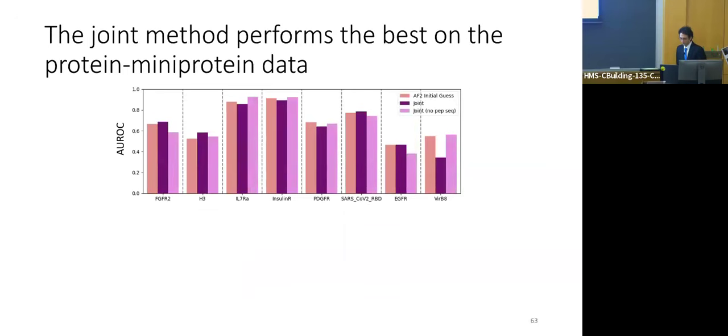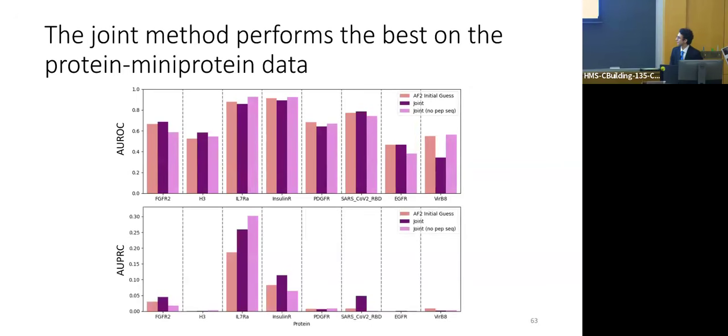But the joint method does a lot better. It's less clear to see in the area under the receiver operator curve, but in the area under the PRC curve, it is quite clear that you get the best performance with the joint method. Not only is the joint method faster because you don't have to run AlphaFold on all of your structures, but it is also a more effective filter, a more effective scoring function.